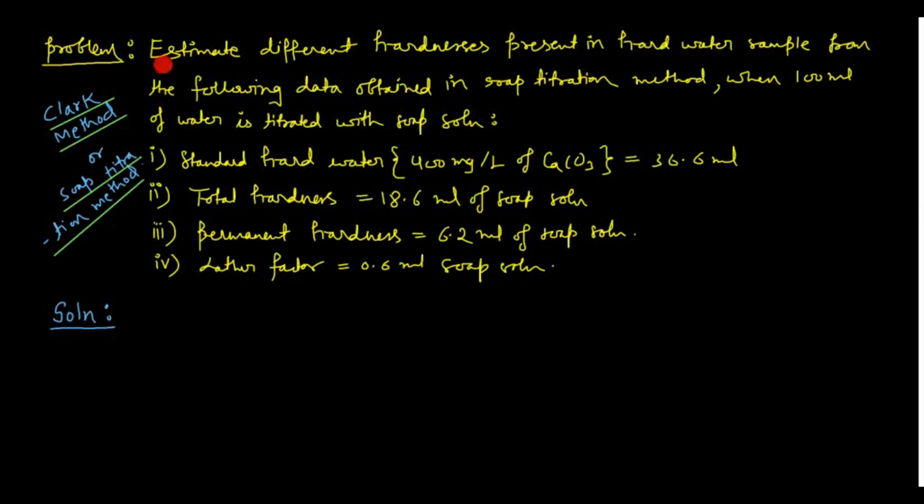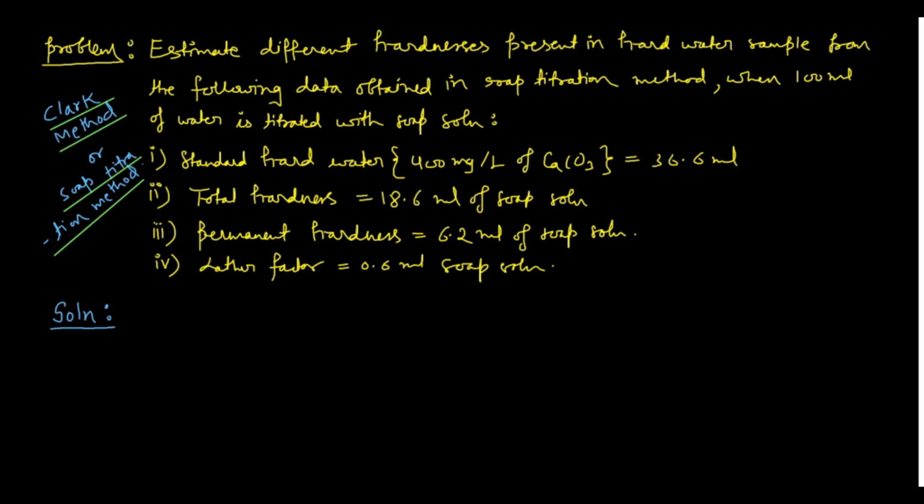Let us take a look at what the numerical is saying. See, the numerical is like that: estimate the different hardnesses present in the hard water sample from the following data in the soap titration method, when 100 ml of the water is titrated with the soap solution. The data is like that: standard hard water has a concentration of 400 milligram per liter of calcium carbonate. When you titrate this standard hard water against the soap solution, 36.6 ml of soap solution is required, and this is the process of standardization.